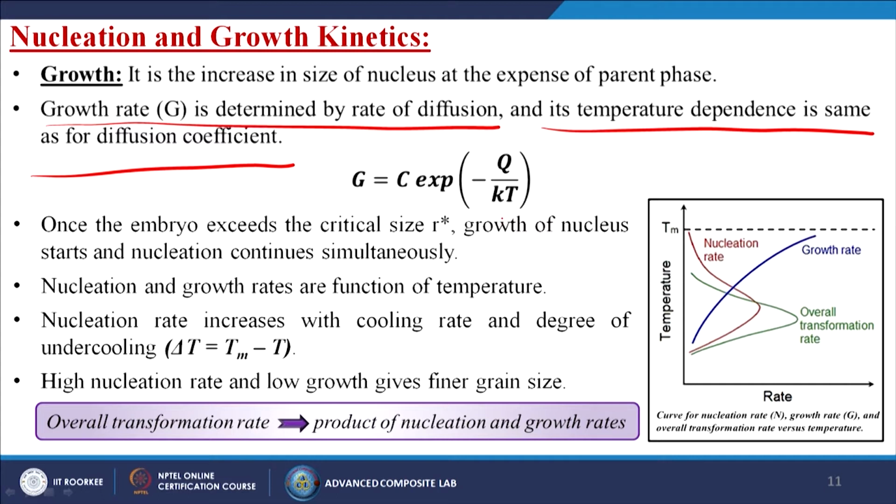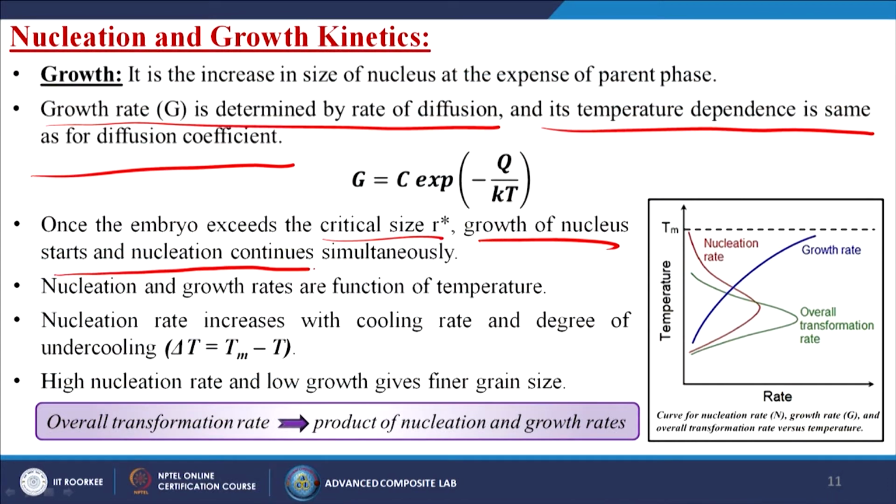Once the embryo exceeds the critical size r prime, which I have already told is the critical diameter, growth of the nucleus starts and nucleation continues simultaneously. Nucleation and growth rates are functions of temperature. That means not all the embryos are going to be born. So, it should first reach the critical diameter, or maybe the critical radius, and after that the nucleation or the grain growth will be taking place.